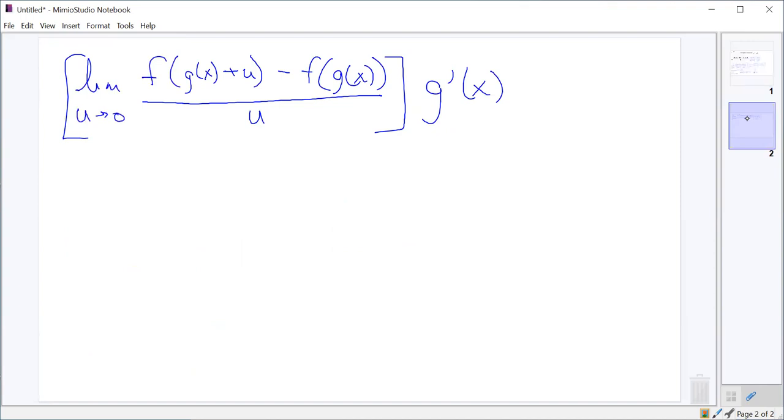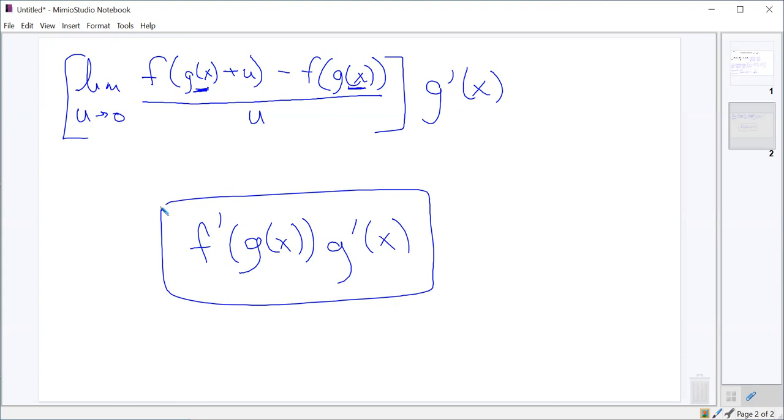And if we look carefully at this new limit, we can see that it is a limit as some variable, u, approaches 0, of f of something plus that u minus f of that same thing, both of those being g of x, all over u. It looks just like a difference quotient, only instead of h, we now have u's in all the places we'd normally have h's, and in all the places we'd normally have an x, instead we have g of x. So this limit is just a difference quotient for f of g of x. So it's the derivative of f evaluated at g of x, f prime of g of x. And then it's f prime of g of x times g prime of x.